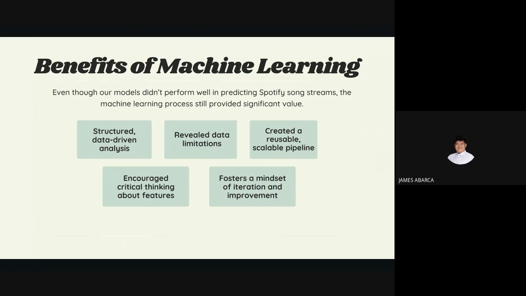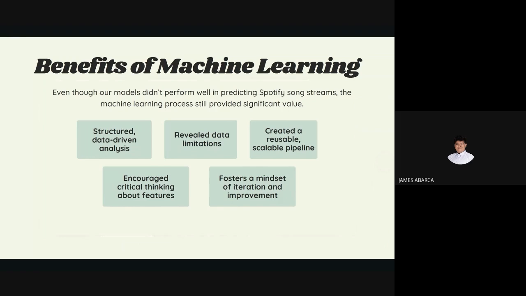Second is it revealed the limitations of our data. Our poor MSE and MAE scores told us that we're missing important factors, which helps us improve future datasets. Third is we built a reusable pipeline. Every step, from cleaning, modeling, evaluation, can now be reused and adapted for other music datasets or prediction tasks.